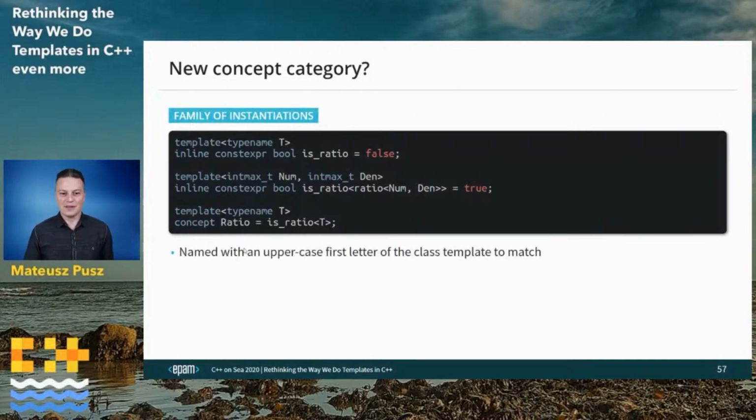And this category is named with an uppercase first letter of the class template parameter that we want to match. Of course, it is not going to fly in the committee because we had this discussion already. But actually, this is the biggest problem I have right now, how to name this stuff. Because if you have a type called ratio, how to call a concept that basically matches all of the instantiations of ratio, or all of the types inherited from instantiations of ratio.